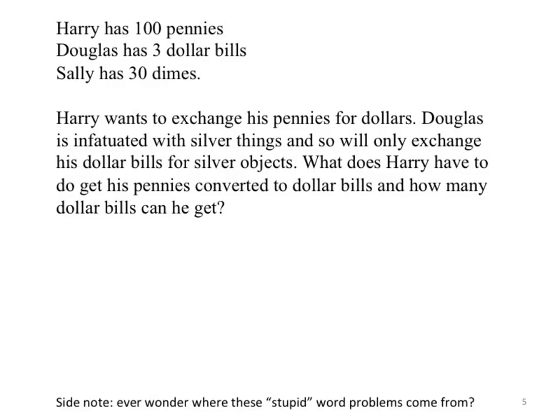You can get $1. Yes, we're going to do the stupid word problem. You might be able to jump from pennies all the way through and get your answer, but if we break it down into the individual steps, Harry has to go to Sally for the dimes. Once he's got the dimes, then he can go to Douglas to get his dollar bills. So you are forced to go through each of these individual steps.